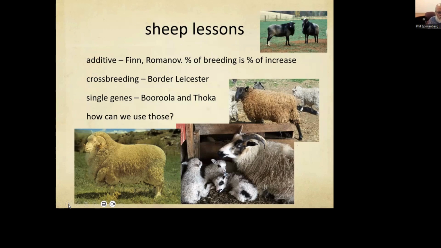Single genes are quite interesting, and everybody thinks off the top of your head that would be really, really useful. In the Merinos, the Booroola Merino has a single gene that does this, and the Thoka of Iceland also has a single gene that does that. Now, the question is, how can we use these? This is sheep, not goats, and I realize that, but the thought experiment helps you, because if these things are available in goats, then how we use them is going to vary.